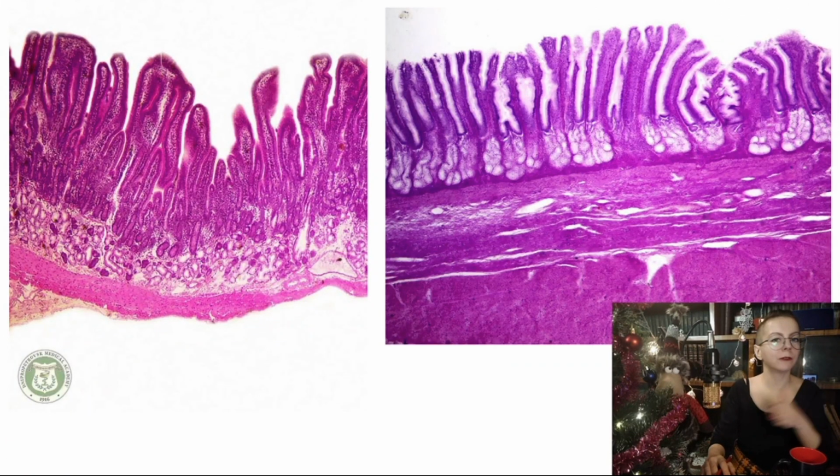Then, very confusing specimens here. Duodenum and pyloric part of the stomach. What is the subject of confusion? Very deep stomach pits look like villi in the duodenum. And gastric glands, here these are the pyloric glands, look like Brunner's glands in the duodenum. So how to distinguish? Very easy.